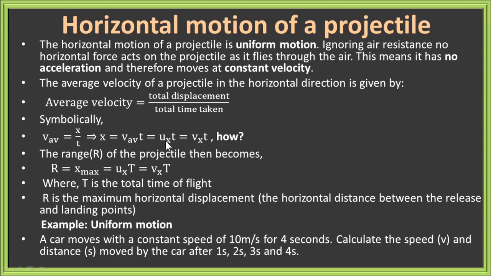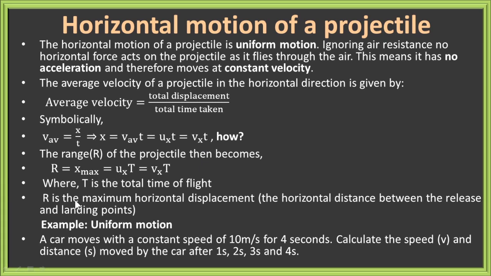The initial velocity in the x direction and the final velocity in the x direction are equal. Why? Because acceleration is zero, because the motion is uniform. So the average velocity, the initial velocity in the x direction and the final velocity in the x direction, are equal. The range of the projectile then becomes, the maximum horizontal displacement is equal to ux times t.